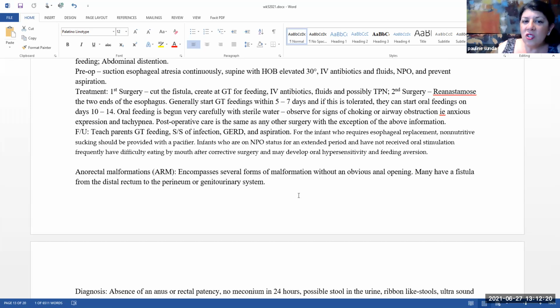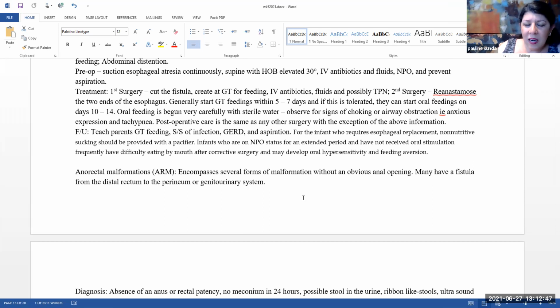Oral feeding is usually begun very carefully with sterile water, and we need to observe for any signs of choking or airway obstruction. So if we see an anxious expression or tachypnea, we need to pay attention to that. Post-operative care basically is the same for any other kind of abdominal surgery, with the exception of what I just mentioned.